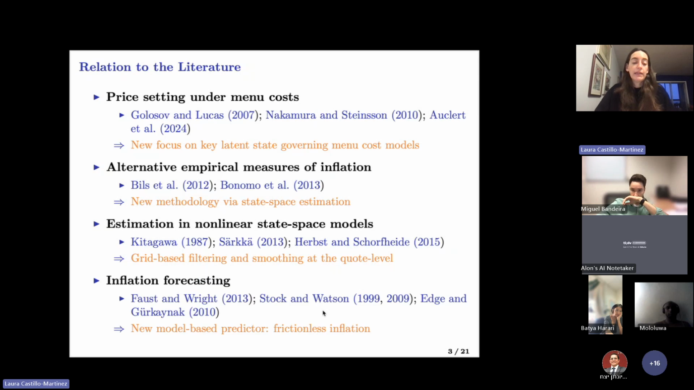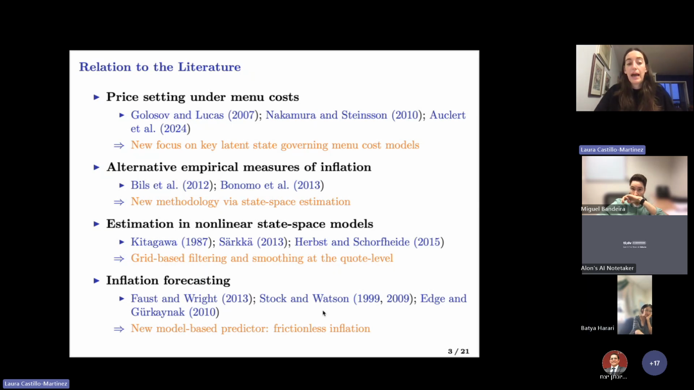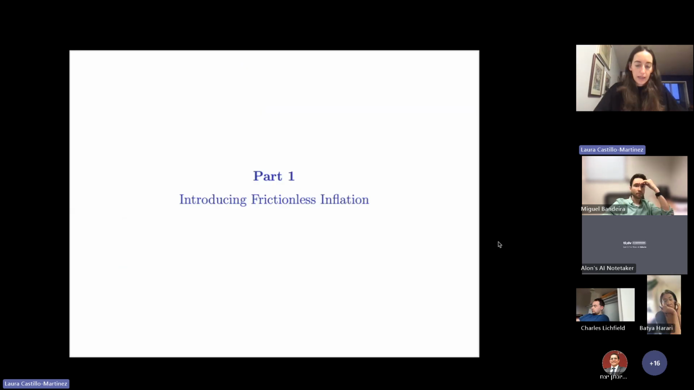And then finally, given the application that I'm going to be discussing today, which is, remember, inflation forecasting, we're obviously going to be related to papers that have been thinking about what is the best way to forecast inflation, let it be econometrically or with some model-based approach. We are proposing a new model-based predictor, which is this measure of frictionless inflation that I'll discuss by defining the model.